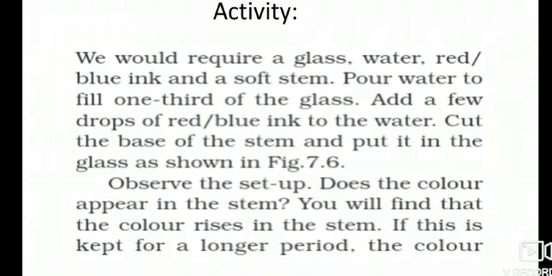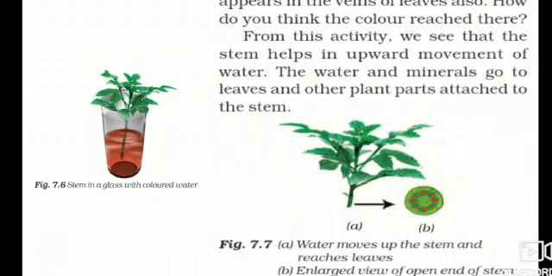After keeping it for 1 or 2 hours, observe whether the stem color is changing or not. You will find that the color rises into the stem if this is kept for a long period. If you look right now, at the time you have put it, you will not be able to see it. But after some time, after 3-4 hours, the color appears in the veins of the leaves also.